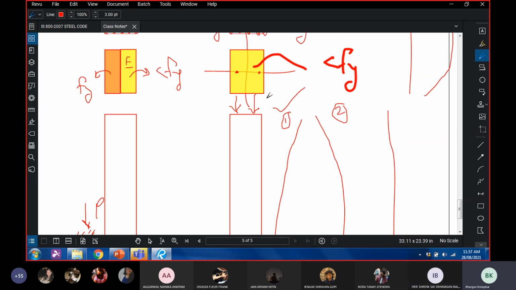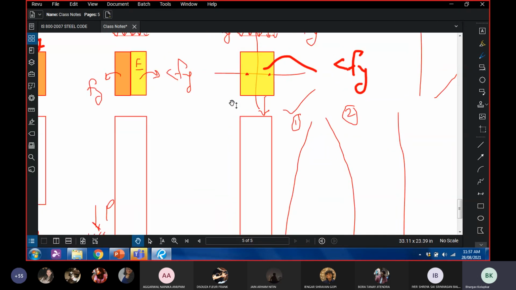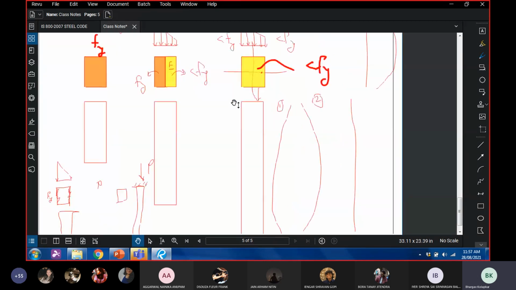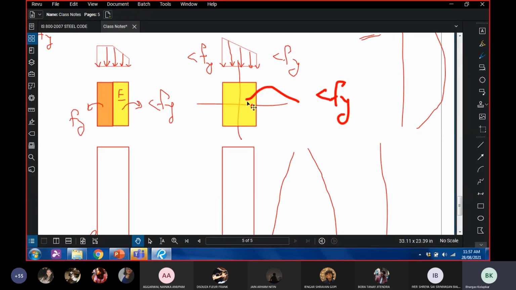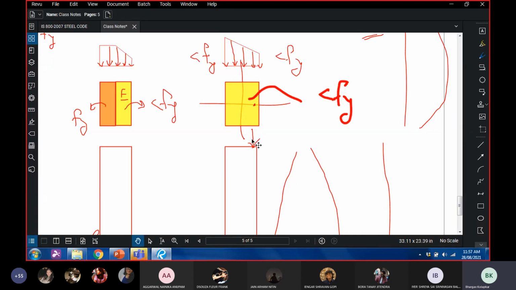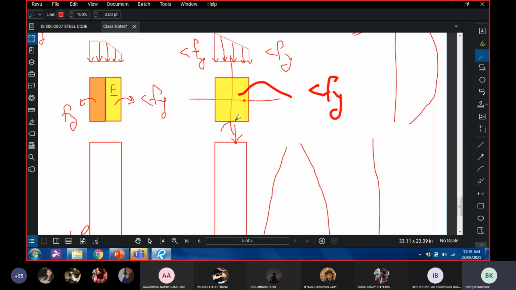Or if you can't understand this way, what we can do is, okay, let us say the load is here, or the load is here. What we can do is replace this load by an actual load and a moment, which is P times E, and this is P.